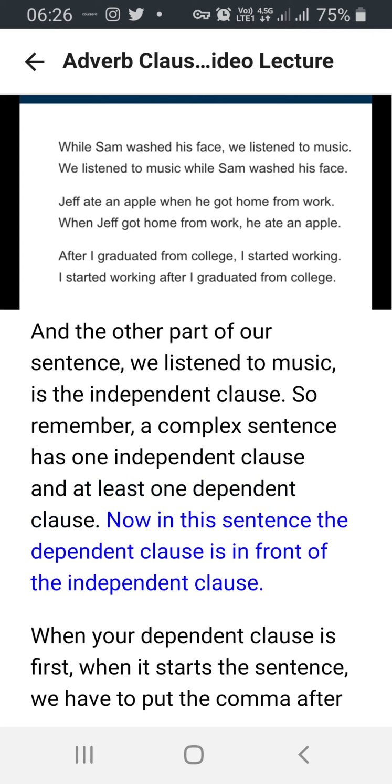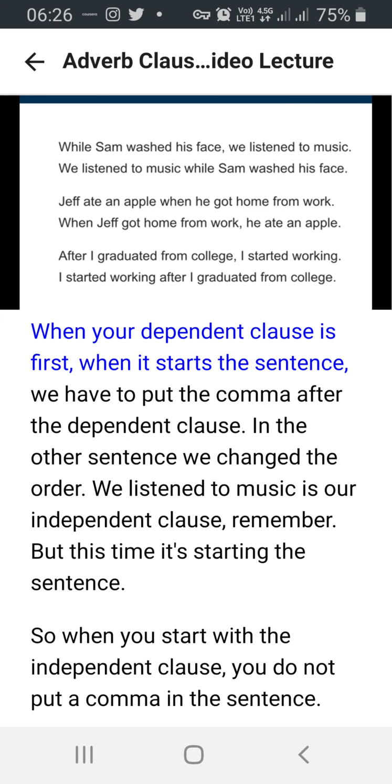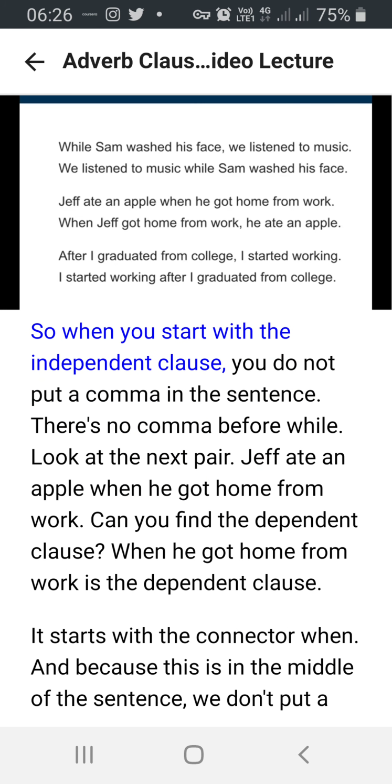Now in this sentence, the dependent clause is in front of the independent clause. When your dependent clause is first, when it starts the sentence, we have to put the comma after the dependent clause. In the other sentence, we changed the order. We listened to music is our independent clause, remember? But this time, it's starting the sentence. So when you start with the independent clause, you do not put a comma in the sentence. There's no comma before while.